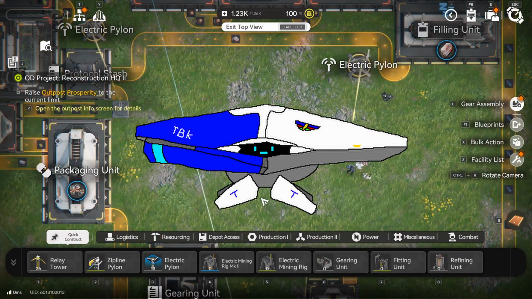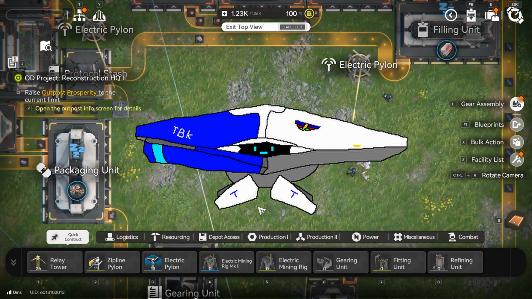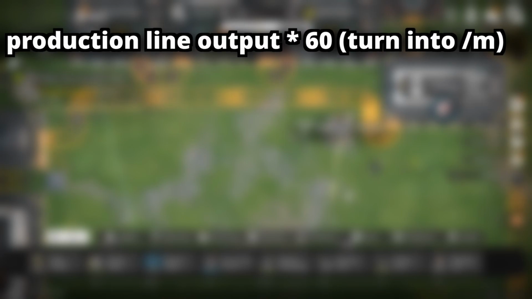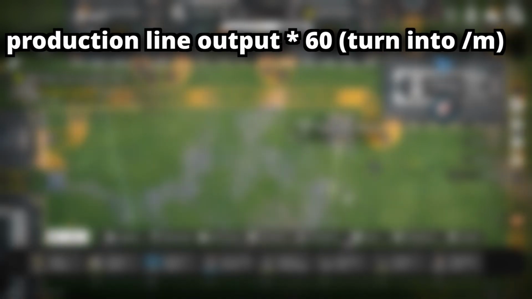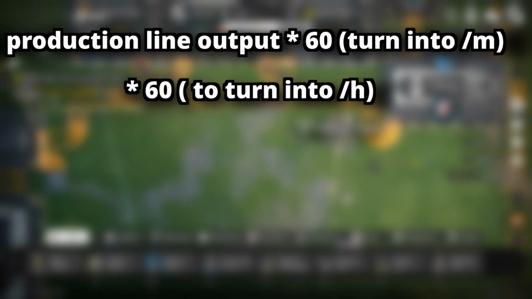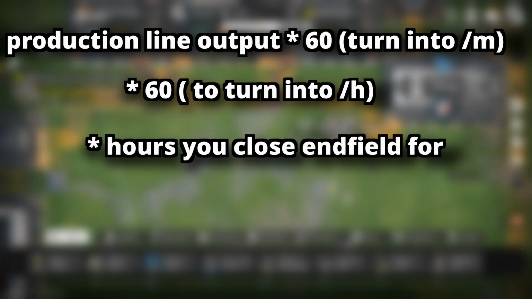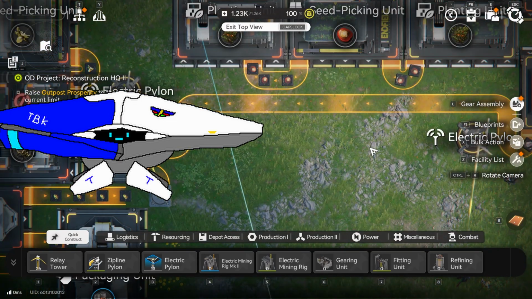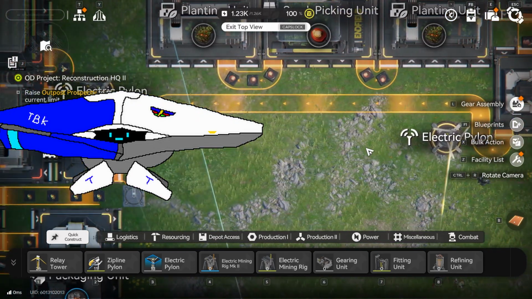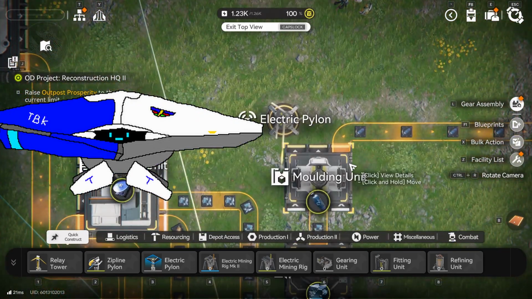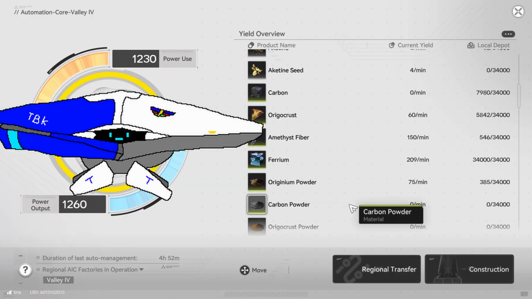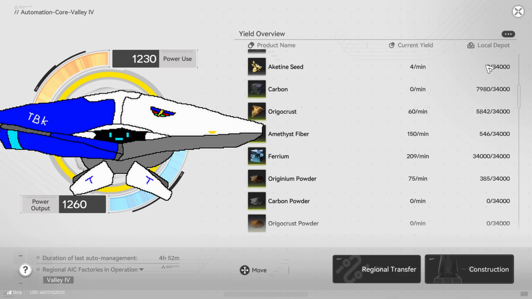And therefore, we need to calculate our output rate over 10 hours, which might sound difficult, but it's completely easy. First of all, times 60 for the units per second to units per minute, and then units per hour, and then times how long you would take to open Endfield again. So let's calculate it based on our filling unit. I am outputting 900 bug capsules every time I sleep until I open Endfield again. And now let's check on our automation core.